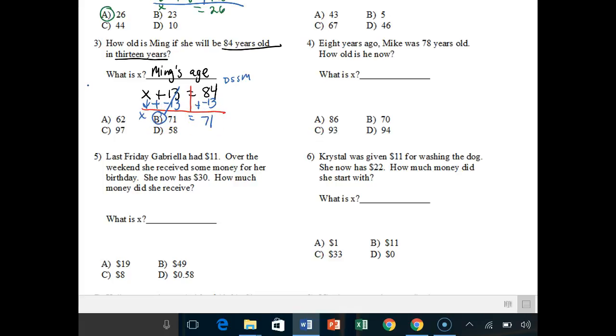That makes sense. If you take 71 and you add 13 to it, you get her age in 13 years, which is 84. So it's a good way to check your answer there. Right? Pause the video and do number 4.